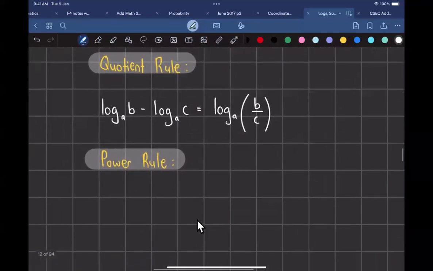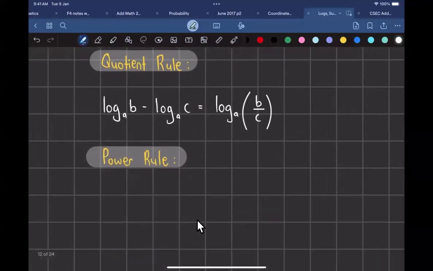And the power rule? That's the one making the power the subject. Imagine if I have log of this to the power n, then you put it in front, it will be n log to the base A.